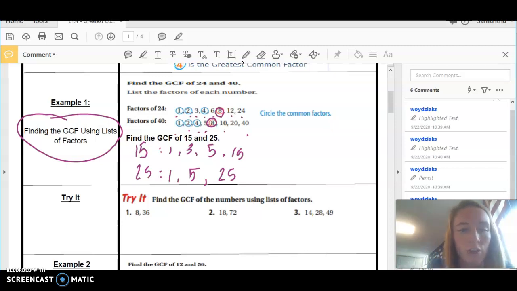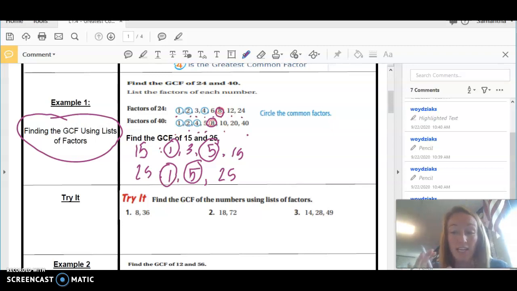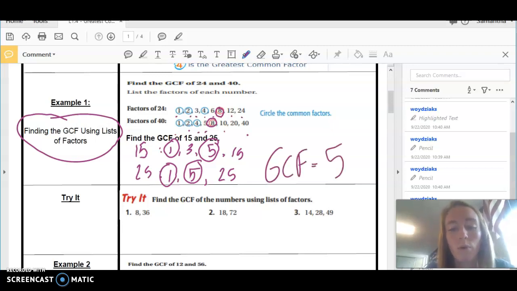And now I'm going to circle the common factors. So I'll go ahead and circle those. I have 5. Ooh, and 1's a common factor too, which 1's a common factor of everything. So it looks like my biggest number, my greatest number that these two have in common of the factors would be 5. So 5 would be my GCF.